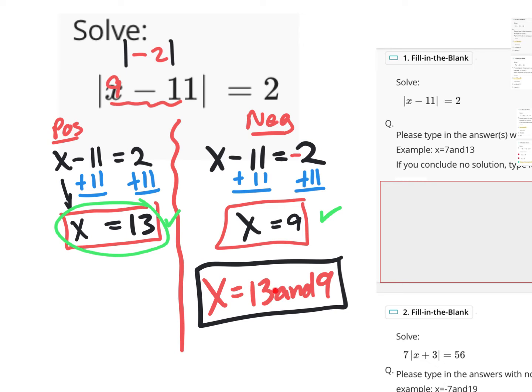no space between the 13 and the a on the and, no space here either. Type it all in with no spaces, okay? So that's the answer to number 1. Let's move on.